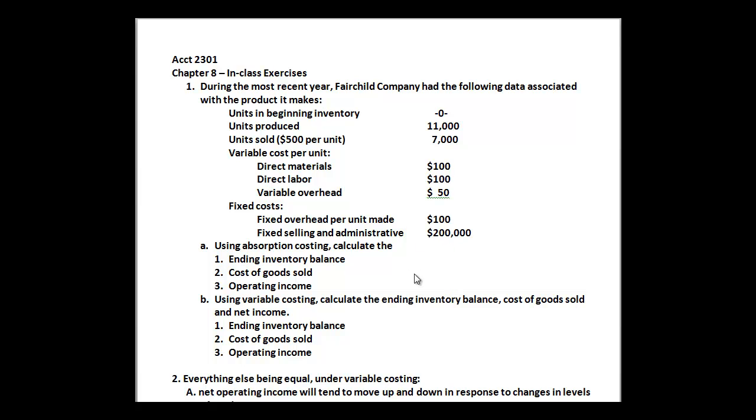These are your Chapter 8 practice problems. Question number 1 says that during the most recent year, the company had the following data associated with the product that it makes. We have no beginning inventory. We produced 11,000 units. We sold 7,000 for $500 a piece. It gives us our variable cost, also gives us our fixed cost.